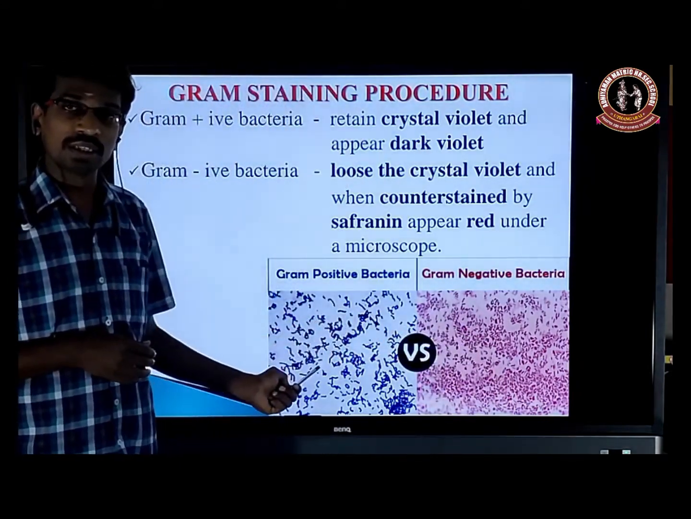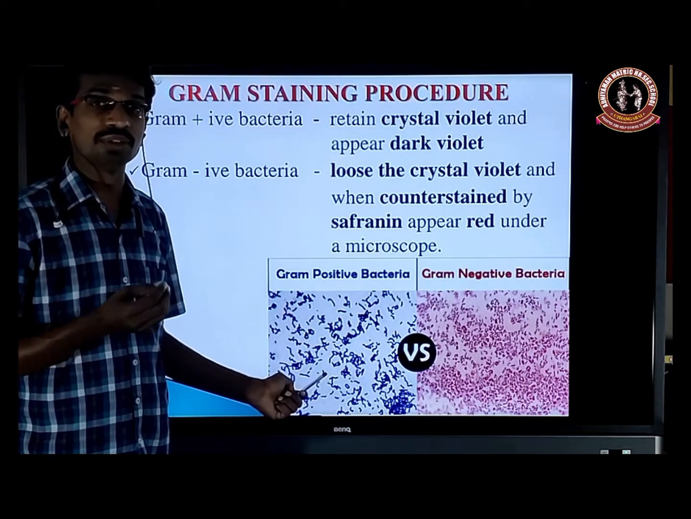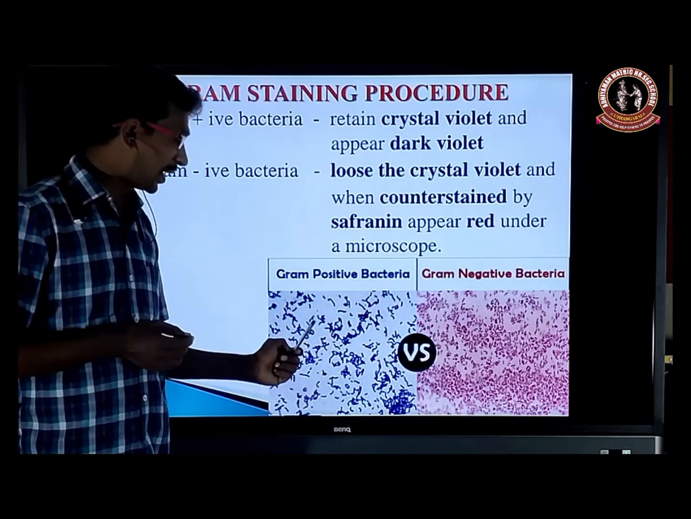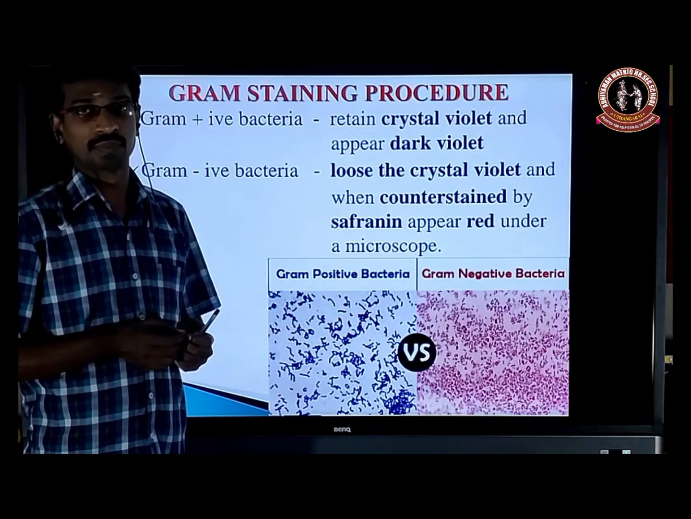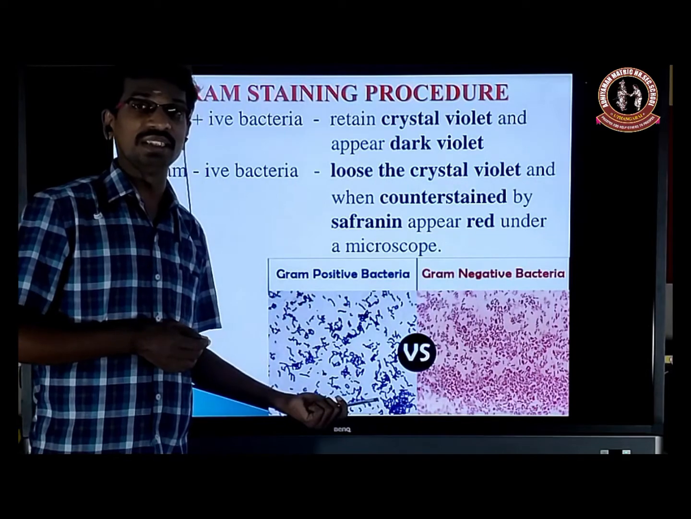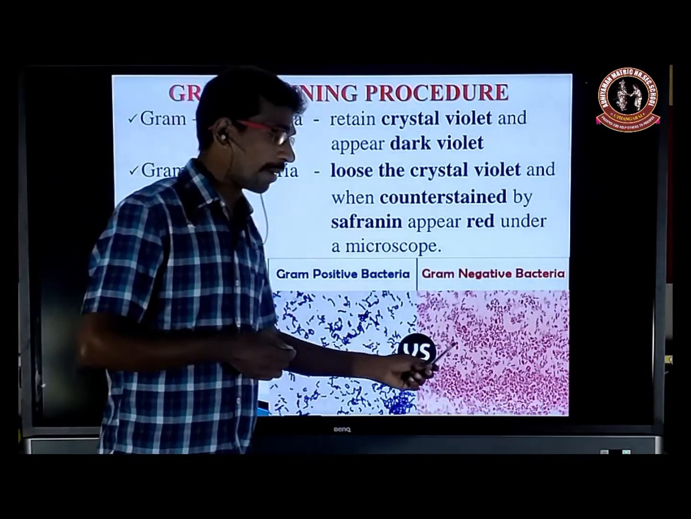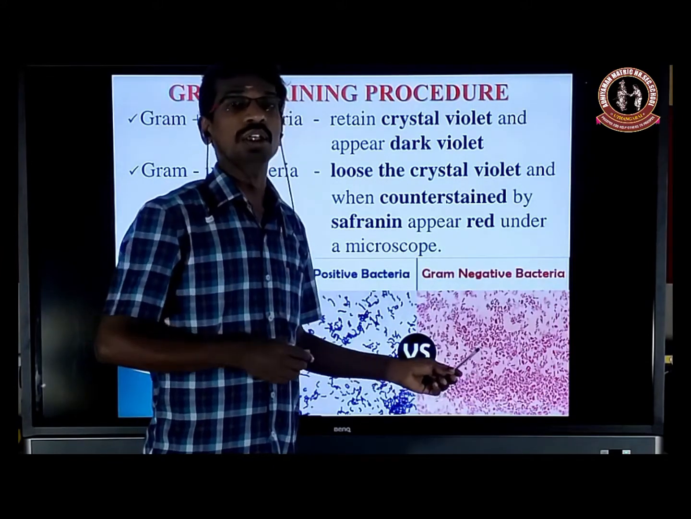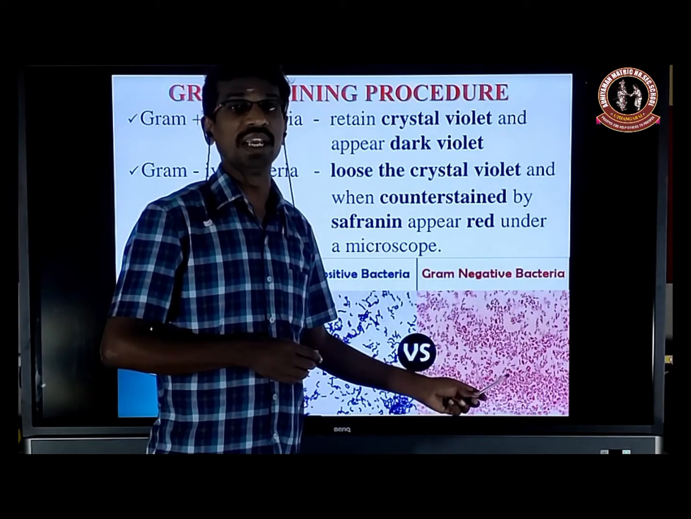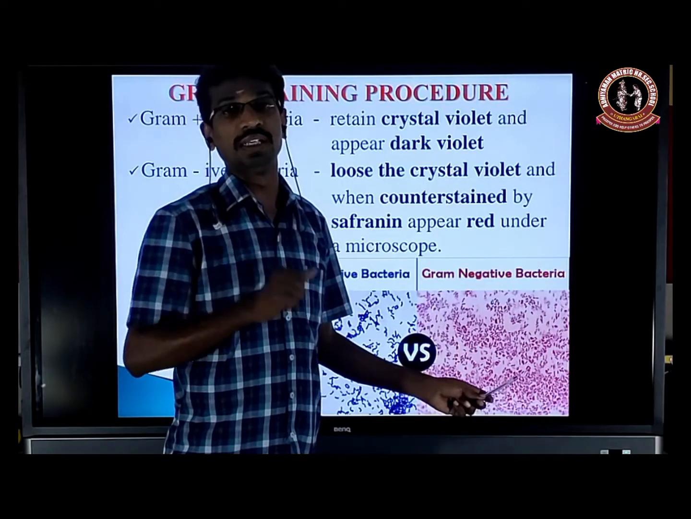Why does it look like a violet color? Because during the gram staining we use the gram iodine, and it will retain the violet color. Due to the presence of a thick cell wall, even when we use the decolorizing agent, it does not lose the color: gram positive. But gram negative has a very thin cell wall, so it will easily lose the color, and finally it will take the color of the secondary stain or counterstain.